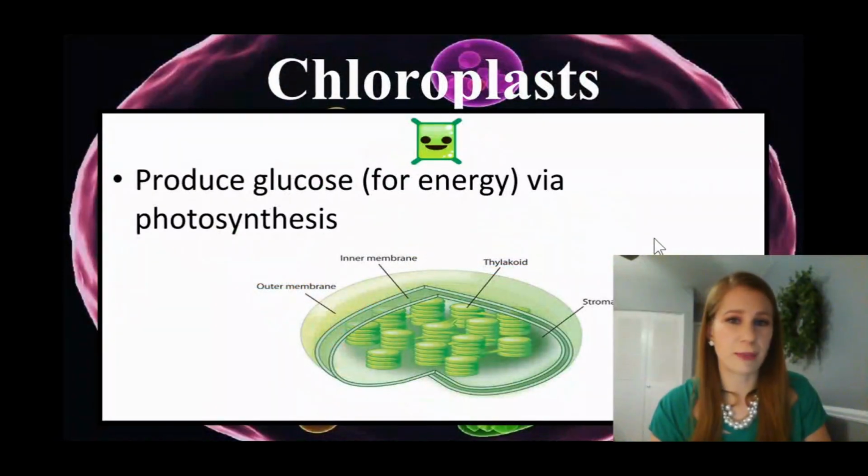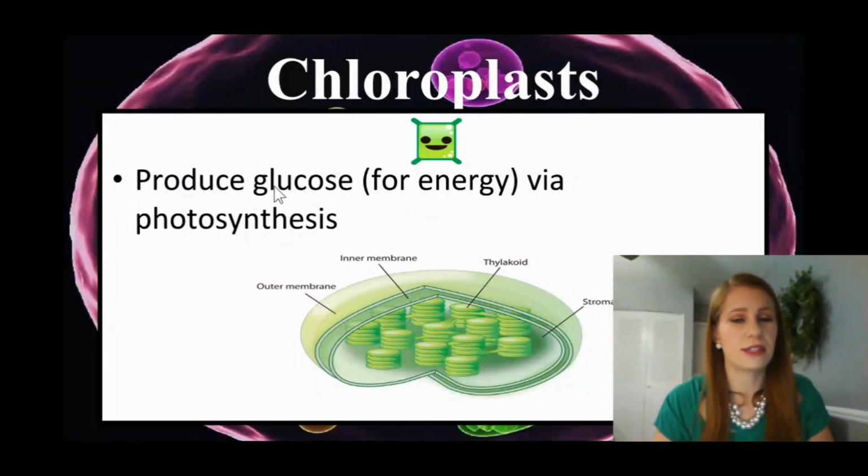Chloroplasts are our very specialized structure. You'll notice we're down to only the plant cell here. They are there to produce glucose via a process called photosynthesis. If we break down this word here, photo means light, syn means together, and thesis is the creation of something. So we're making something together with light, which is exactly what happens. Light hits these structures and it's going to be turned into glucose by the cell.